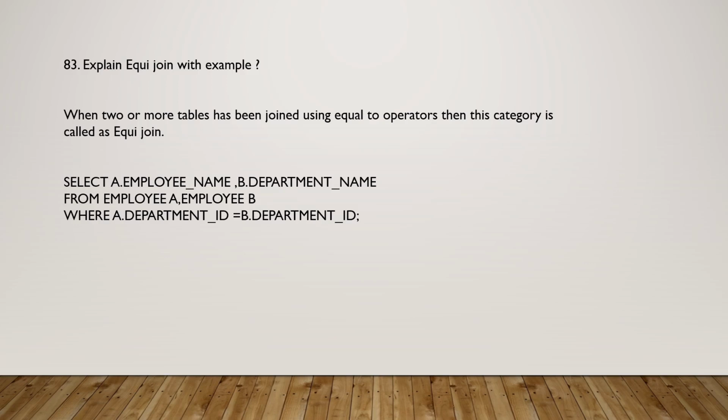Explain Equi-Join with example. When two or more tables have been joined using the equal to operator, then this category is called Equi-Join. Here is the example of Equi-Join.